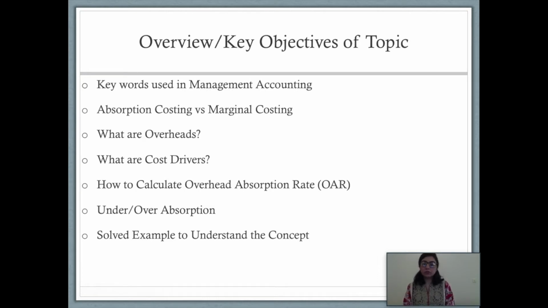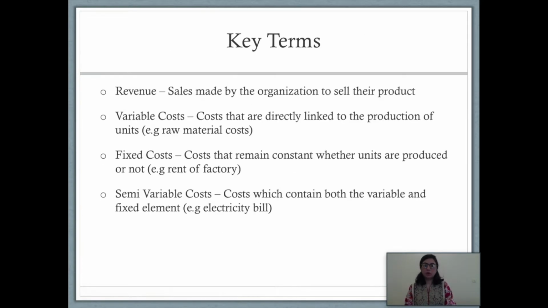And then we are going to do a solved example to understand the overall concept, and I'm going to summarize the concept for you. The solved example has been taken from your past paper question from 2011, Zone A from the management accounting question paper. So we are going to run through all the key objectives one by one, and by the end of the lecture, I'm hoping you would have no problems understanding absorption costing, marginal costing, and the overall concept and how to attempt a question on this concept.